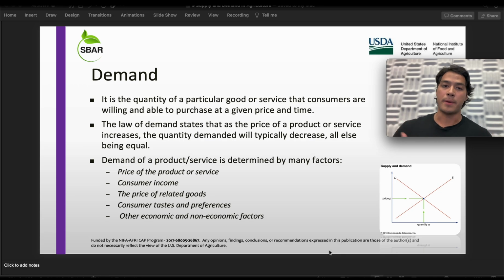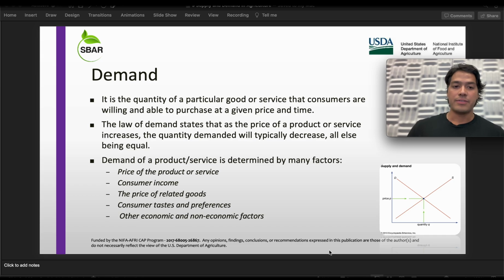Now, let's move on to demand. This is going to be the quantity of that particular good or service that consumers are willing and are able to purchase at a given price and time. Also, if we move to the law of demand, it states that as the price of a product or service increases, we have a result of having a quantity demanded that will typically increase, all else, of course, being equal.